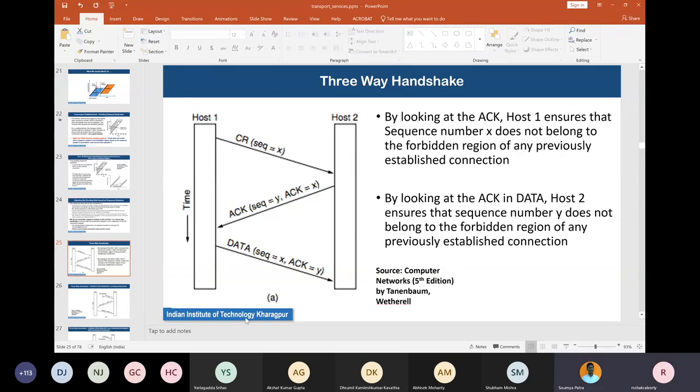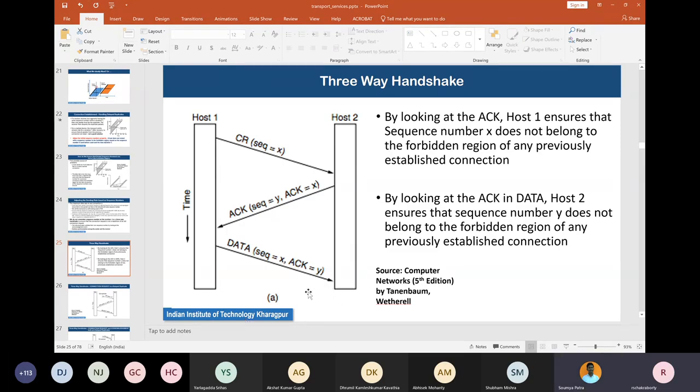Like y plus 1 and x, because y and x are used already. Why y plus 1? Till now, has host 2 sent anything with y? Firstly, you tell me. Has host 2 till now sent any data packet with y sequence number? No. Then why should the sequence number be y plus 1? It should be y. But the acknowledgement field will be x plus 1.